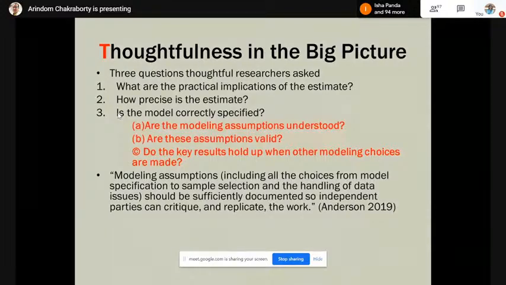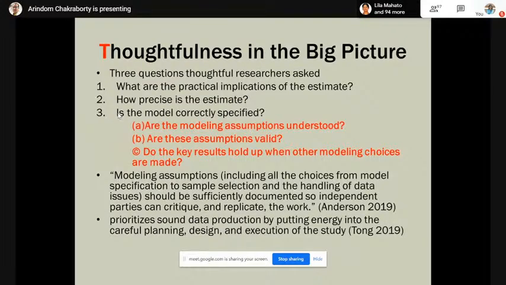What Anderson wrote in 2019: modeling assumptions, including all the choices from model specification to sample selection and the handling of data, should be sufficiently documented so independent parties can critique and replicate the work. So that is very important, that someone can replicate your work.